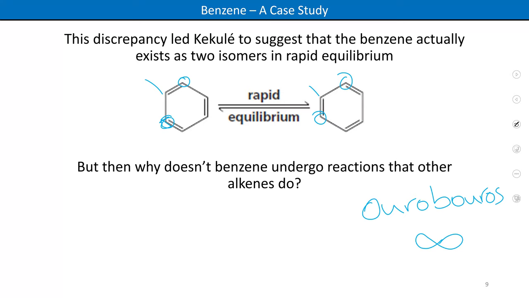But there must be something else going on, because they also found out that benzene couldn't go through the same reactions that the alkenes do. So there had to be something more going on. That's when they started coming up with the idea of what they call electronic resonance. Electronic resonance is what we're seeing when we have these rapid equilibriums. And it turns out there's another piece to it: the more you can distribute, the more you can delocalize these electrons, the more stable they are.